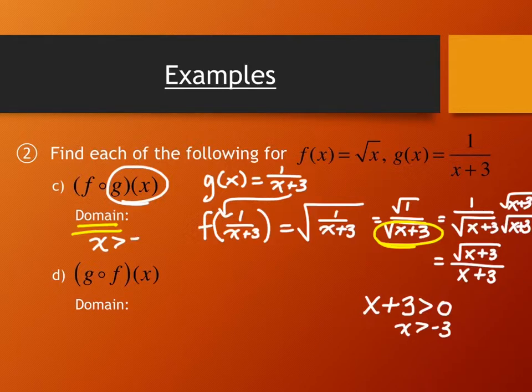Thank you, negative 3. Get that negative in there. The process will work very similarly for part D.